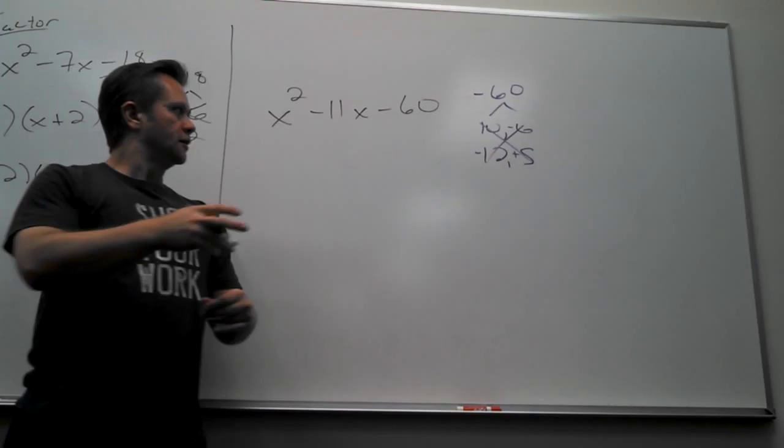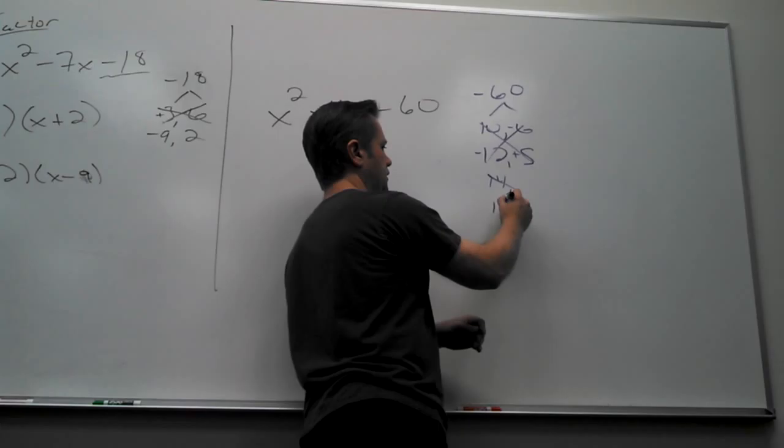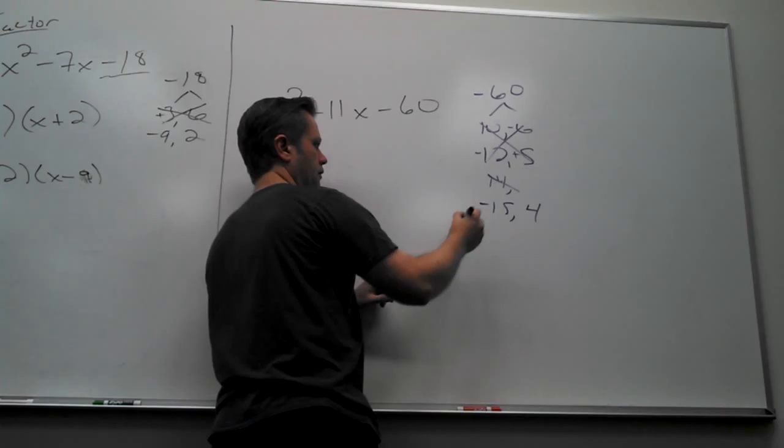10 wasn't big enough because that's 2. And then 12 isn't big enough, so let me try 14. Does that work? No? Shoot. 15. Does 15 times something make 60? Yes. 15 times 4. And 15 and 4, which one would be negative to make negative 11? 15. Negative 15. Cool.